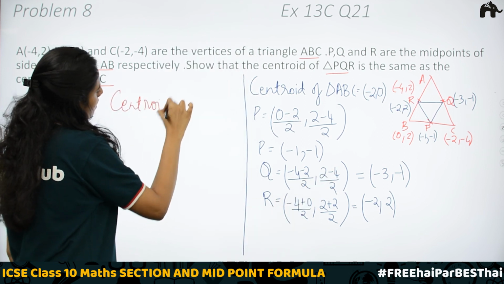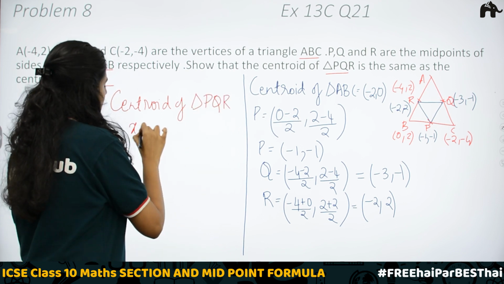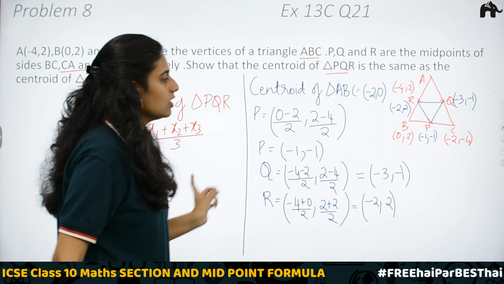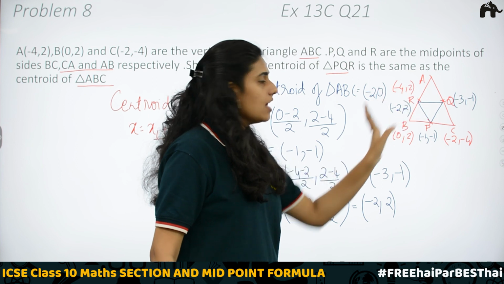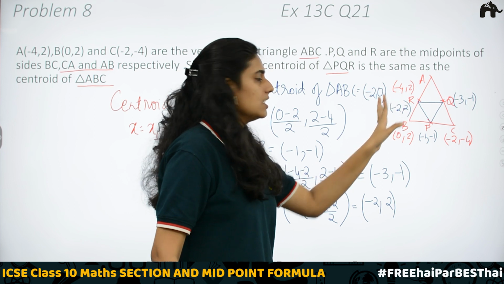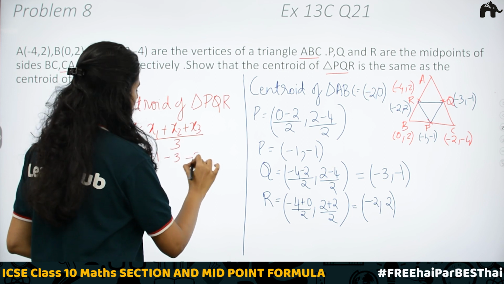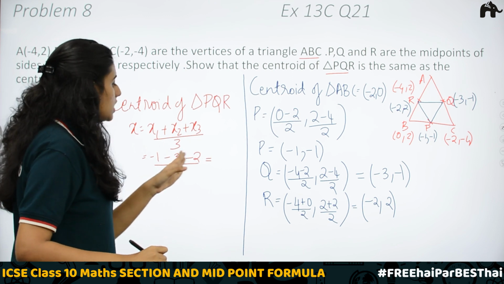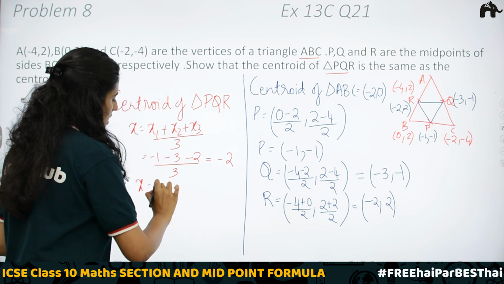Centroid of triangle PQR. X coordinate: (x1 plus x2 plus x3) divided by 3. Here the coordinates of P we can take as x1, y1, of Q as x2, y2 and R as x3, y3. What is x1? -1, x2 is -3 and x3 is -2. So (-1 - 3 - 2) divided by 3, which is equal to -1 minus 3 is -4, -4 minus 2 is -6. -6 by 3 is -2. Therefore, the x coordinate is equal to -2.